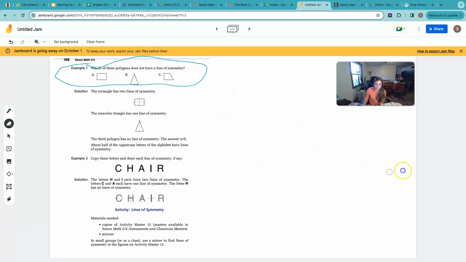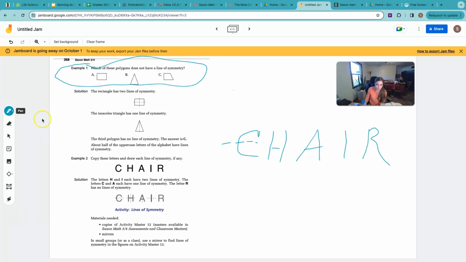Alright, example 2 says, copy these letters and draw each line of symmetry, if any. That lined piece of paper, sticky note, index card, whatever it was that you got, this is where you're going to pull that out. Go ahead and write the all caps letters of the word chair: C-H-A-I-R. Now, I want you to pause this video for a second and see if you can find the lines of symmetry in each of these letters. For example, C's line of symmetry would be right across the middle. Go ahead and pause this video, see if you can find it.